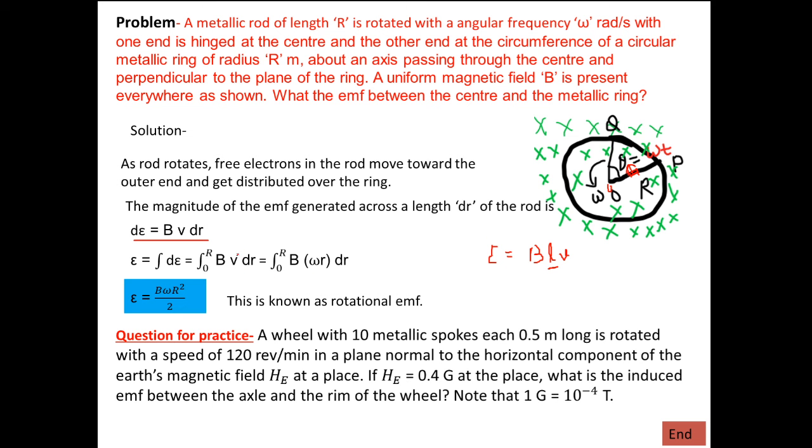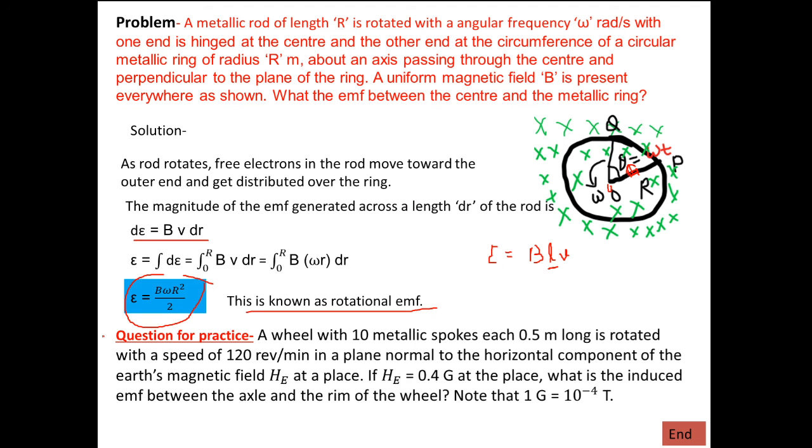We know v, the linear velocity, equals angular velocity into radius, so v equals omega r. So the integral is B omega times r dr, and on integration it will be r square by 2. So the induced EMF is B omega r square by 2. If we take the length as L, then it will be B omega L square by 2. This is known as rotational EMF.